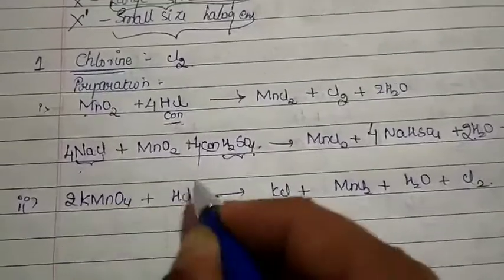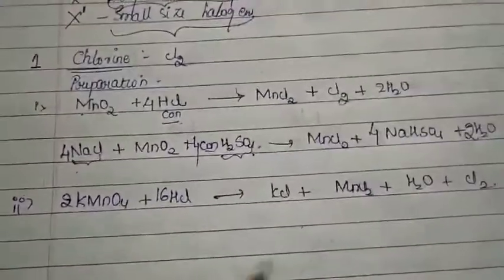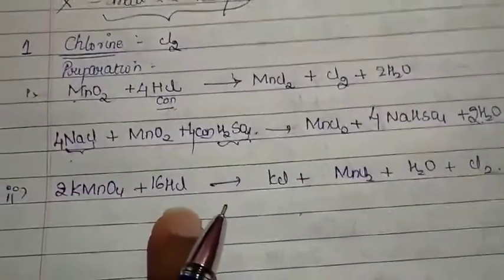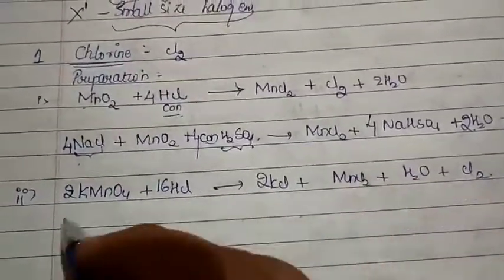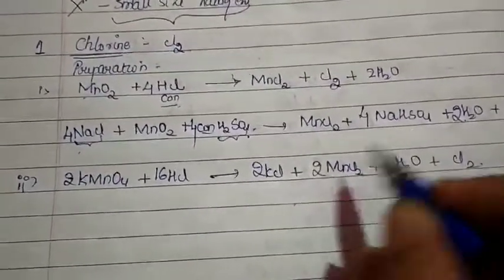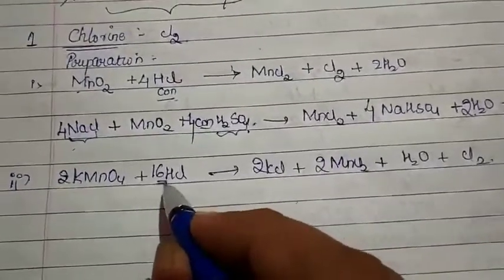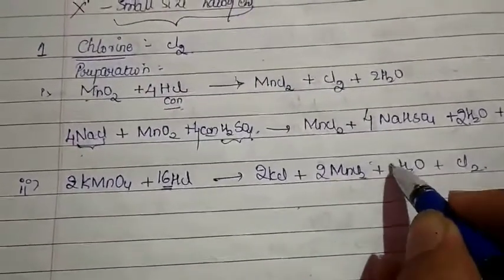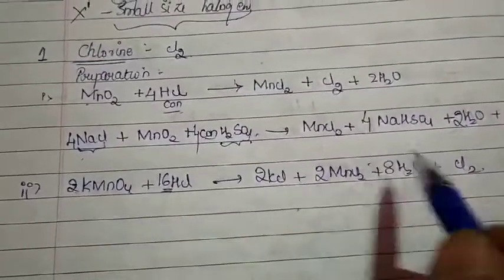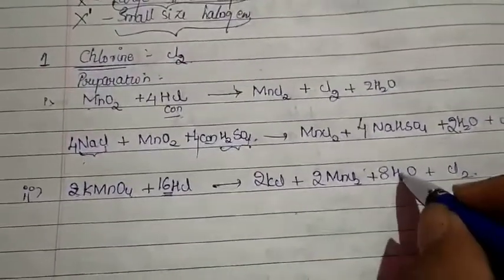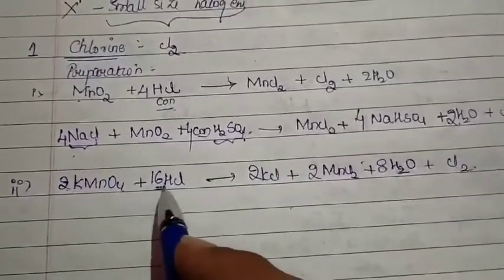So 2 KMnO4 in the presence of 16 HCl. Somewhat you have to remember this stoichiometry. Of course you'll get 2 KCl and 2 MnCl2. We require here 16 hydrogens. However, 2 hydrogens are there, so 8 2s are 16. What about oxygen? 4 2s are 8. Yes, 4 2s are 8, so H2O, or 8 oxygen.